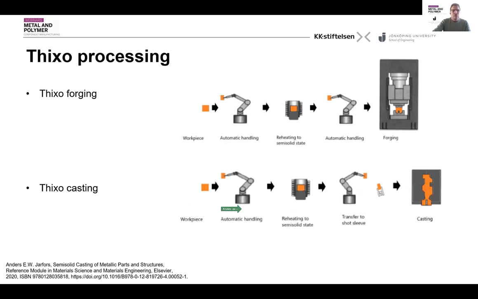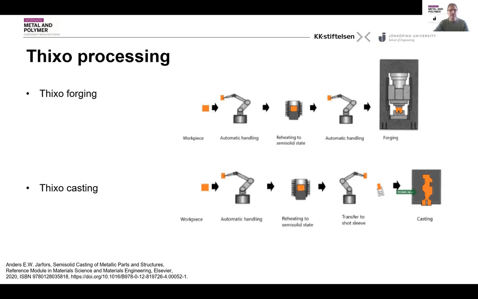Now, just to show you the gist of the different processes, you have fixer forging. Here you take a workpiece, you reheat that, and you transfer that into a forging machine. This has been primarily worked with for steels because of the high temperatures involved, and you try to reduce temperatures and the heat load. Fixer casting works in the same way, where you take a billet, you reheat the billet, and then you handle it, and then you inject it in a casting die. So the process is very similar between fixer forging and fixer casting.